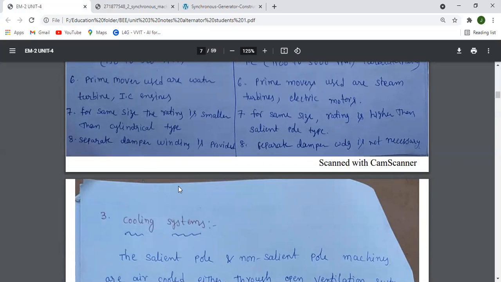In the salient type, a separate damper winding is provided. In the non-salient type, a separate damper winding is not necessary.